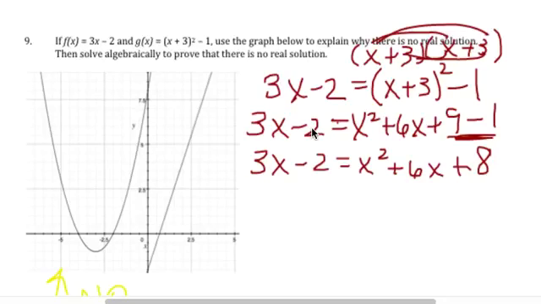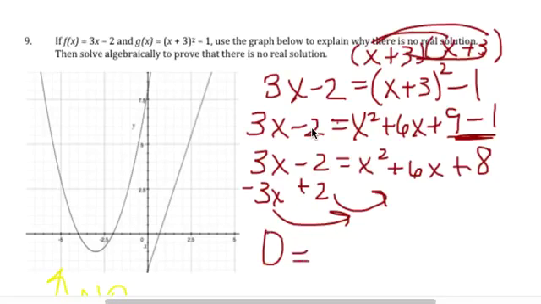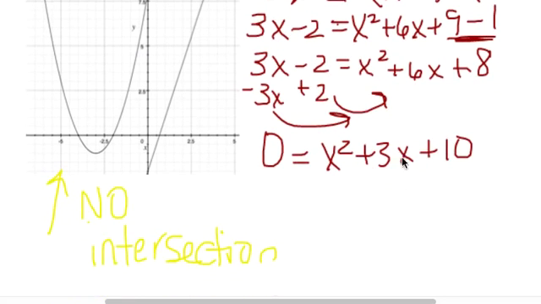Okay, then I want to get everything on the same side. So I need to add 2 over to this side, and I need to subtract 3x over to that side so that I have 0 on one side, and I have x squared. Then we add a 6x, but we're subtracting 3x over there, so plus 3x. We have a positive 8, but we're going to add 2 to that side, so plus 10. Now the first thing I would suggest is that you try to factor, but there are no factors of 10 that add up to 3.